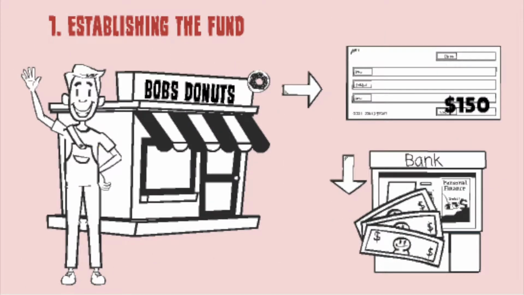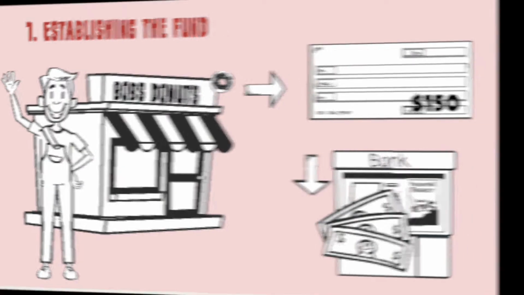Establishing the fund. This is Bob. He owns a donut store called Bob's Donuts. To establish his petty cash fund, Bob must write a check for the amount of money he requires, which in this case is $150, and then must cash the check at the bank.